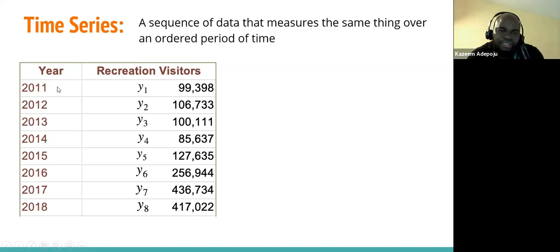When you want to talk about time series, the time component needs to be ordered. What we are trying to say is that this is the way it occurs in that sequence, and that is why we call it a sequence of data.